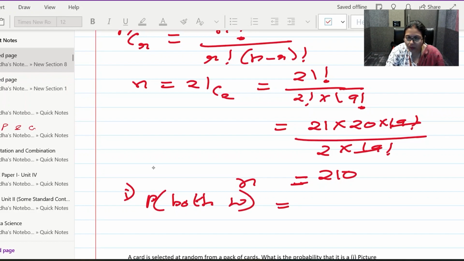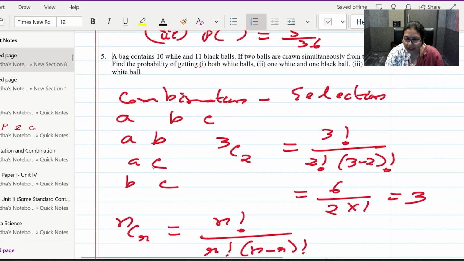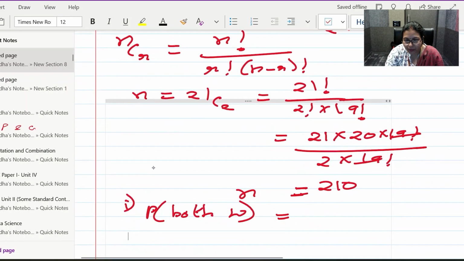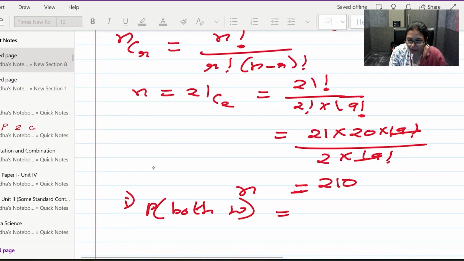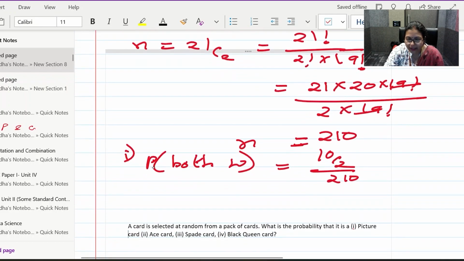So total how many white balls are there? In the bag there are 10 white and 11 black balls. So from 10 you have to select 2, right? Because both the balls are white. So what I will get here, 10C2 divided by 210 will be my answer. Now we have to split this 10C2 and get the answer also.